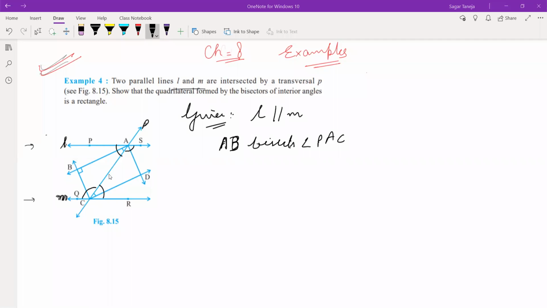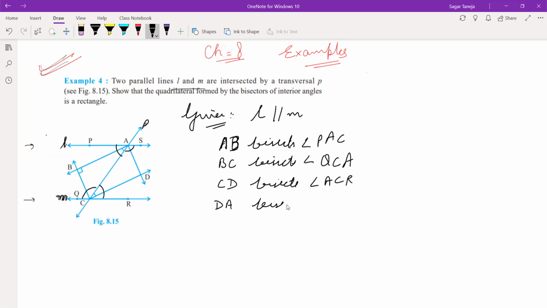So AB bisects PAC, BC bisects QCA. This is all given. I am writing it separately. You can write together also that AB, BC, CD, and DA are bisecting this angle. So CD bisects angle ACR and DA bisects angle SAC. So these bisectors are given.